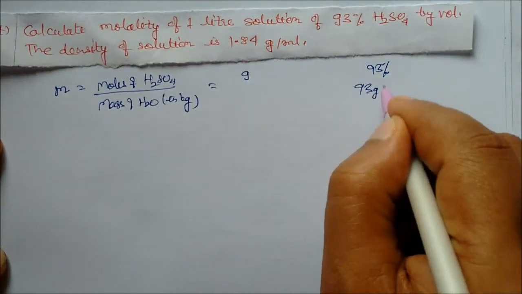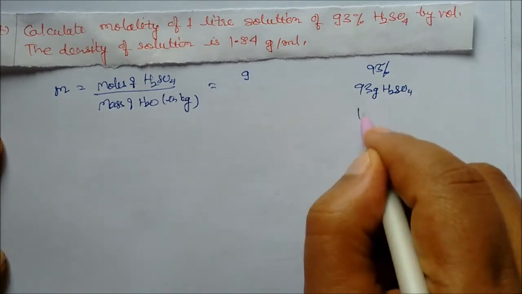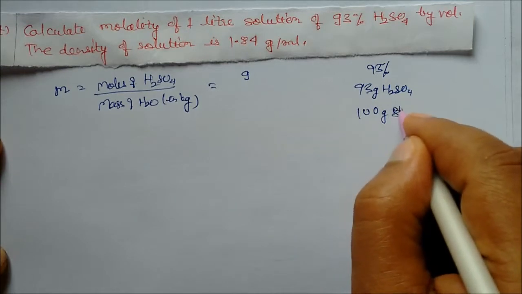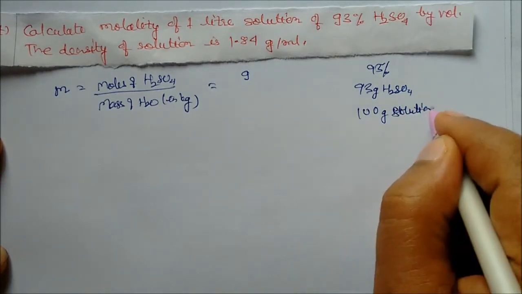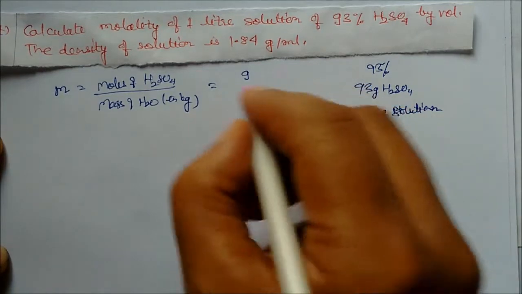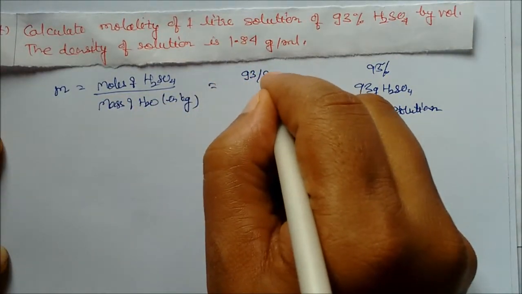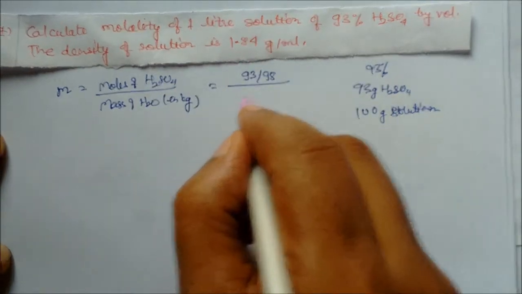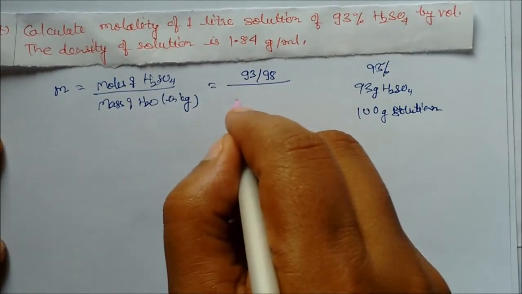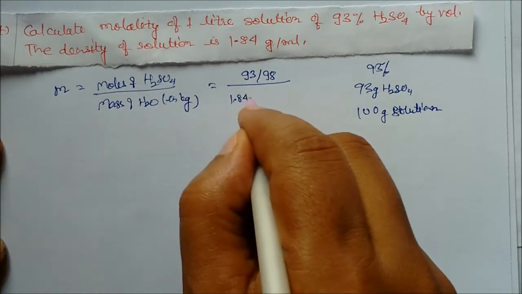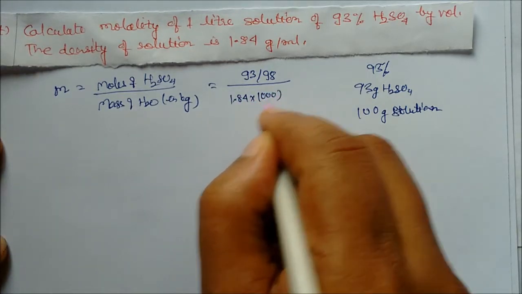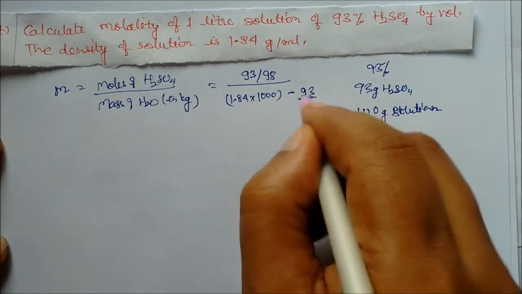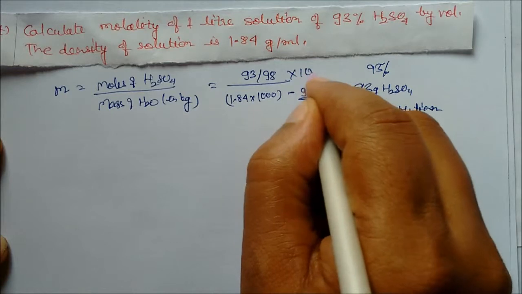93% means 93 gram H2SO4 in 100 ml, nothing given, so we will take 100 gram of solution. So 93 gram H2SO4 and 100 gram of solution. So again moles of solute, say 93 divided by 98, and again divided by density they have given. So mass of the solution minus mass of the solute. So mass of the solution is 1.84, density into volume 1000, and again subtract 93 grams. So this is the solute, and again you multiply this into 1000.